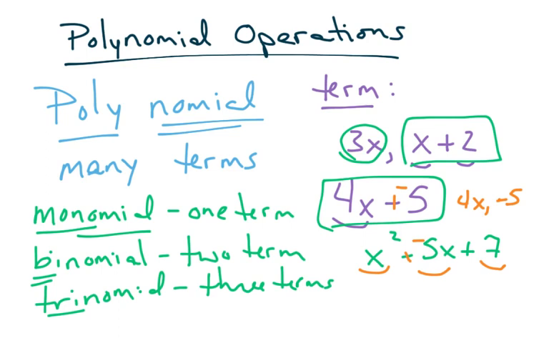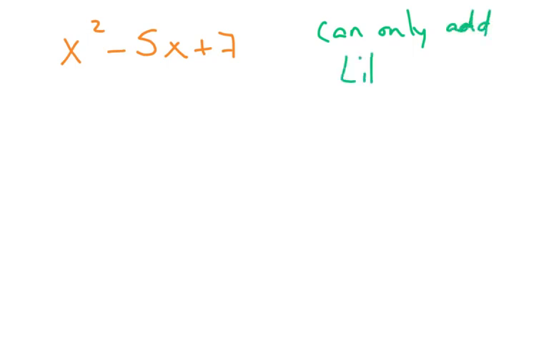So that's some of the terminology of what a polynomial is. Now, a polynomial, like I said, is many terms together. If we go back to that last example, x squared minus 5x plus 7, we have to realize that this is 3 different terms. Now, terms can only be added to other like terms. So we can only add what's called like terms.